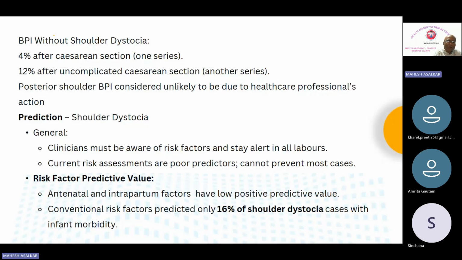What is the predictive value of risk factors? The risk factors are divided into antenatal and intrapartum factors, and they have a low positive predictive value. Conventional risk factors predicted only 16% of cases of shoulder dystocia. So no doubt we have to be alert, but knowing them is not sufficient when you are dealing with shoulder dystocia.